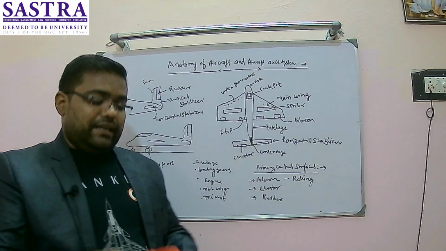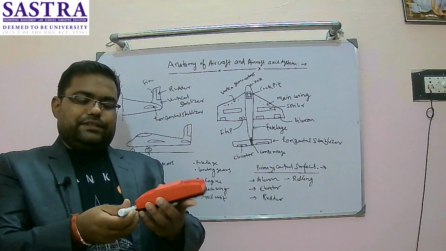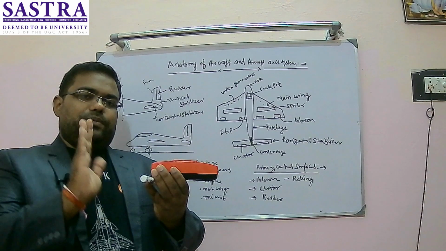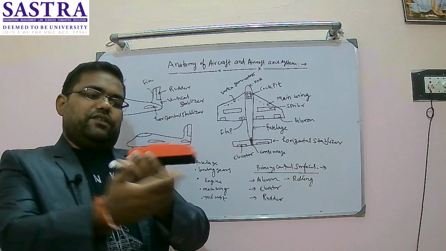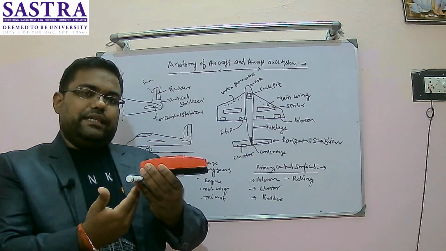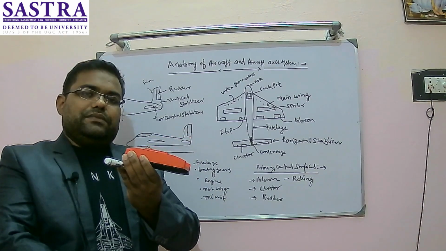Now the next one is the elevator. The elevator is at the tail. Let's suppose this is the tail, this is the nose, and here the elevators are there. Let's suppose my elevators are going down. I am deploying my elevator down. Now as airflow is coming from here, the airflow will strike over the elevator. What will happen? It will push the tail up. When the tail is going up, the nose will go down.